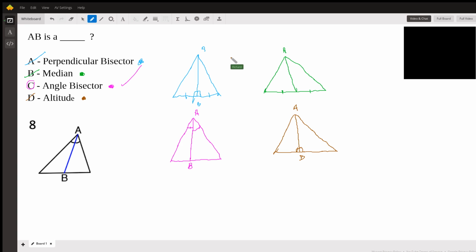Although when you get used to all this vocabulary, you should be able to go directly to the angle bisector, because the only information you're given about this line segment AB is that angle A is bisected, and you're not given anything else. So once you get used to all this, you could go directly to answer choice C.